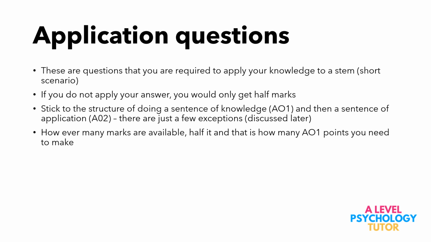Now, however many marks are available, you need to half it. So for example, if the question was worth 6, you half it, that's 3, and that's how many AO1 points you need to make. So if a question was worth 6 marks, you do AO1, AO2, AO1, AO2, AO1, AO2, and if you stick to that structure, you will not go far wrong.